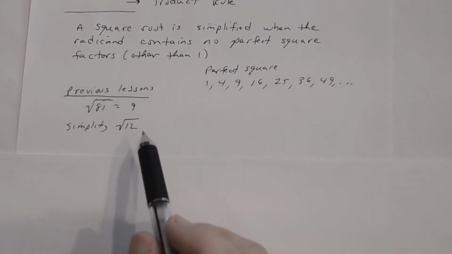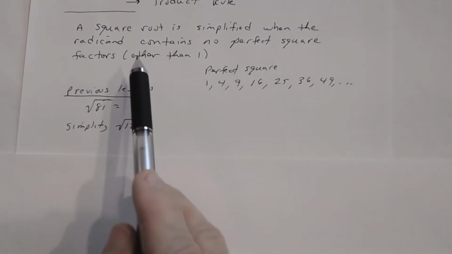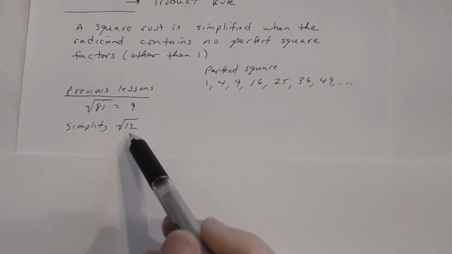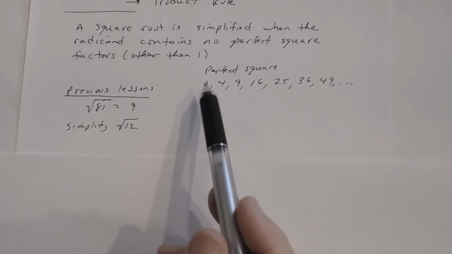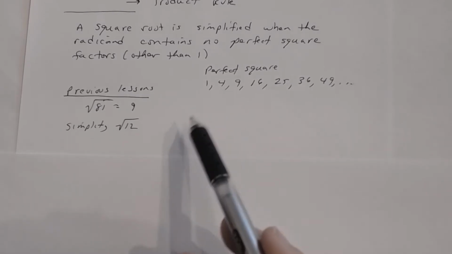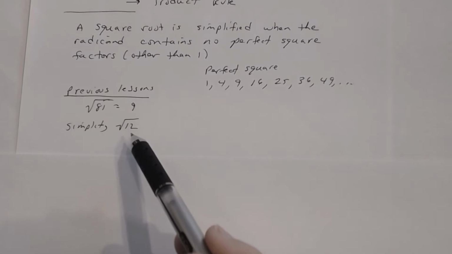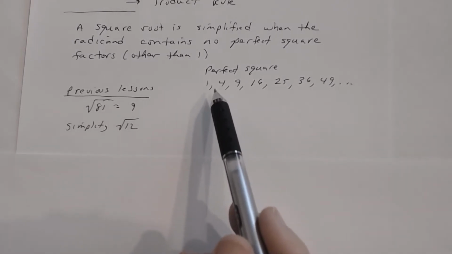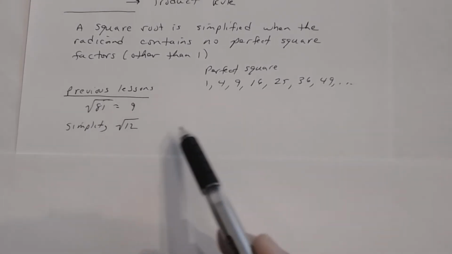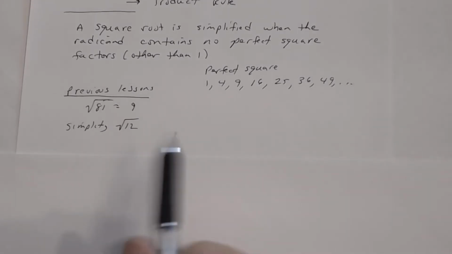Okay? To simplify this, remember a square root is simplified when the radicand contains no perfect square factors other than 1. Remember, 1 is a factor of every number, so there is a perfect square that goes into all of these radicands, and it is 1. But if you look at the other perfect squares, which of them will go into 12? Well, 4. So there is a perfect square other than 1 that I can use to simplify the square root of 12. Okay, that's going to be the idea.